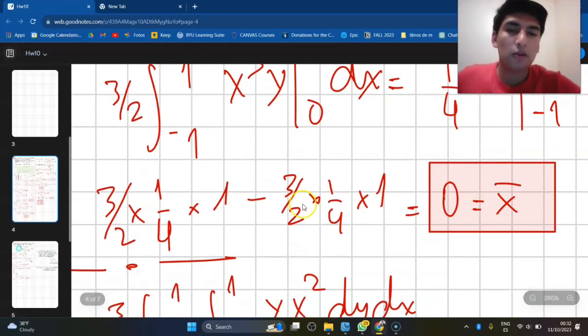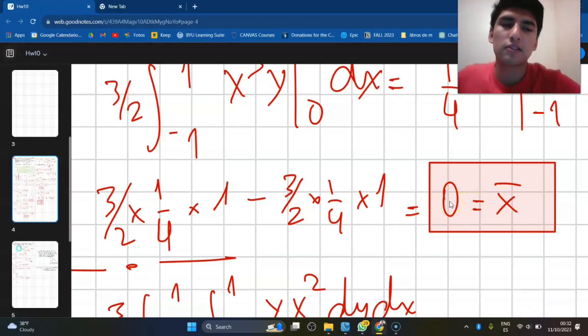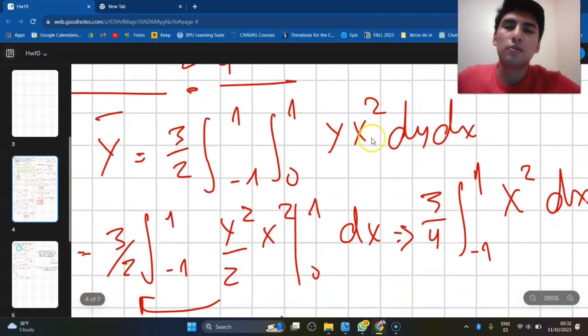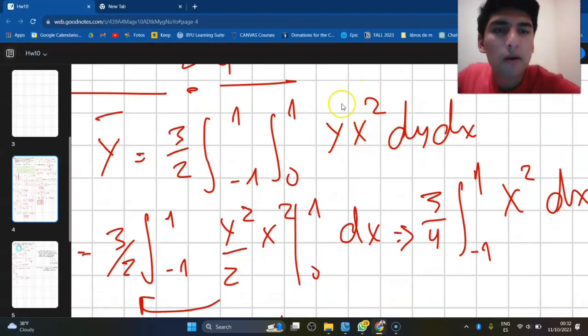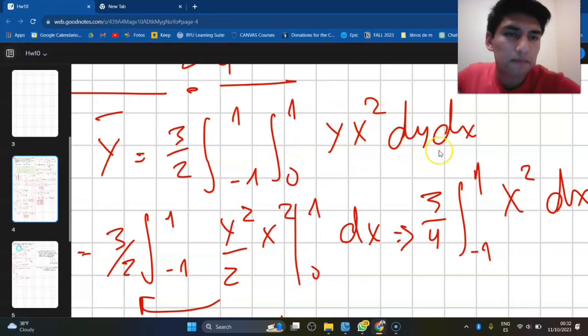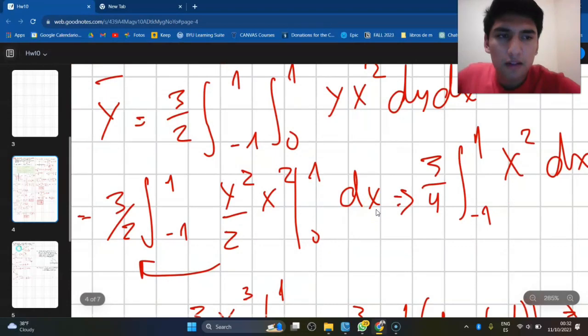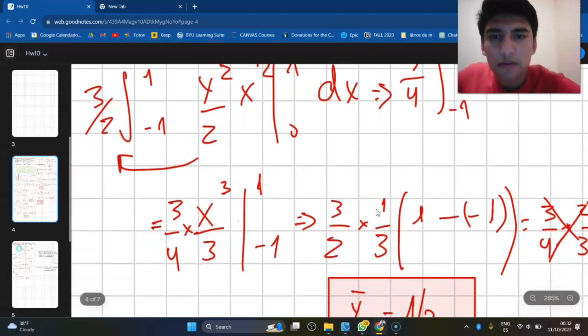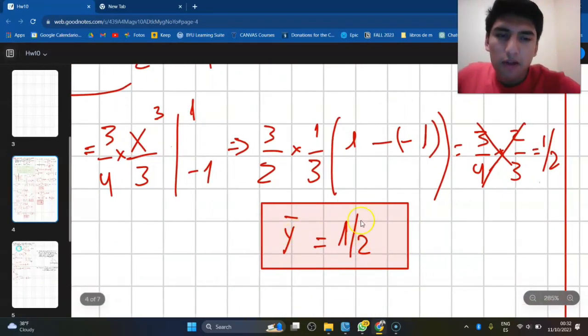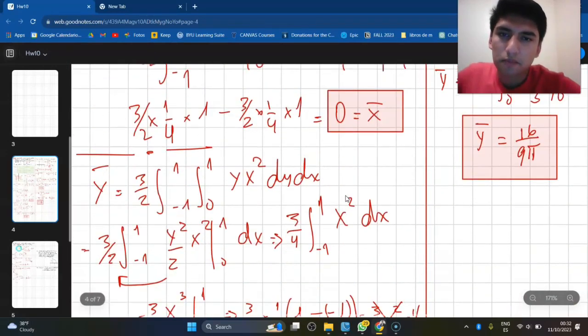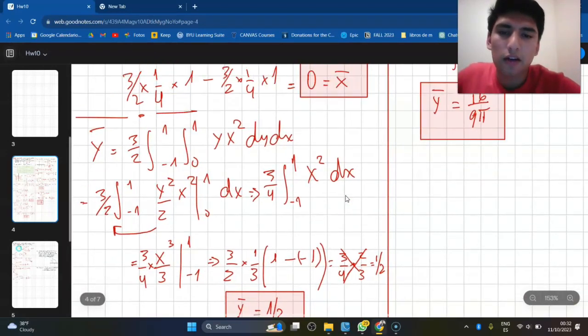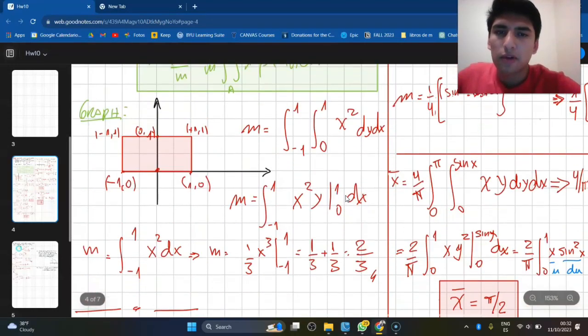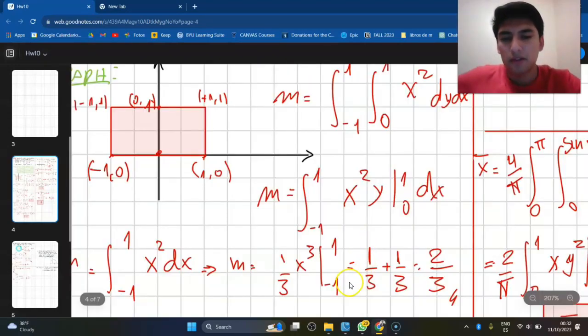Just integrate, and our center of mass with respect to x is going to be 0. The same with y: we have the density function x squared, but we add this y in the middle of the function because we're integrating with respect to y, and then just solve the integral, and we're going to get 1/2. So that is what we originally thought. We're going to use this example to build our program in our calculator.